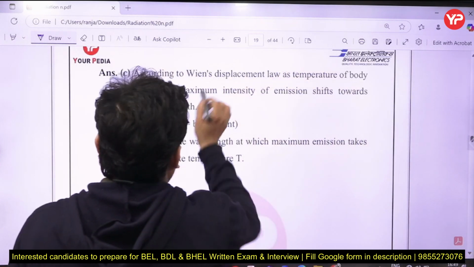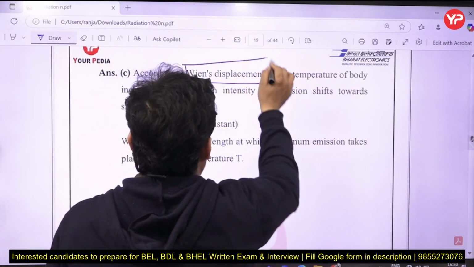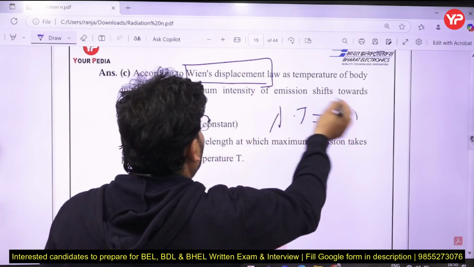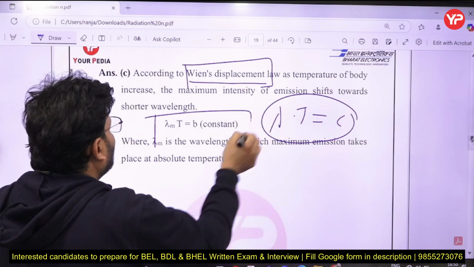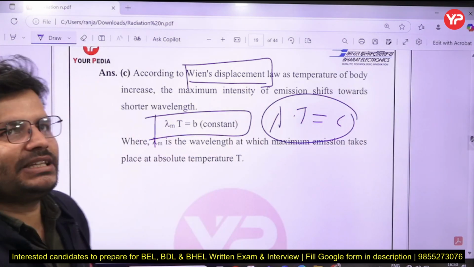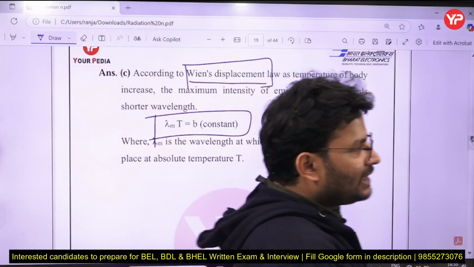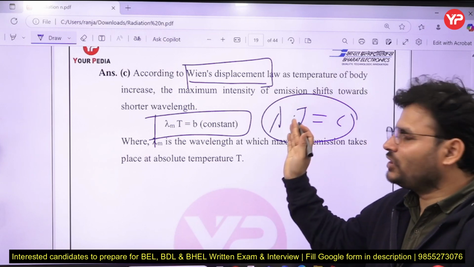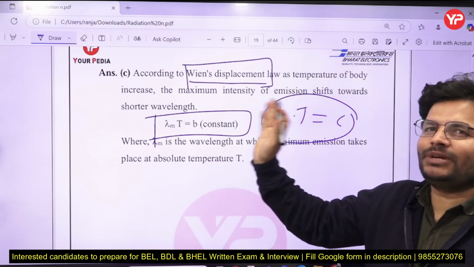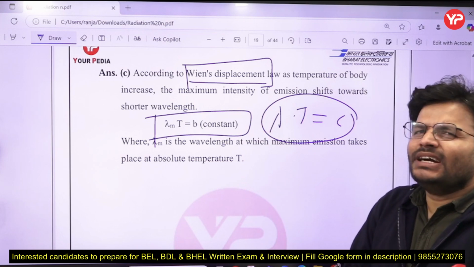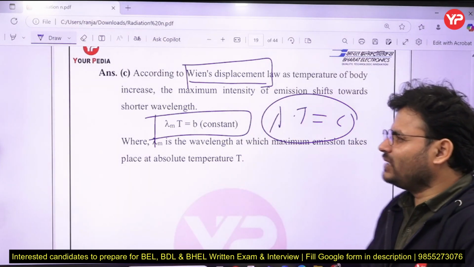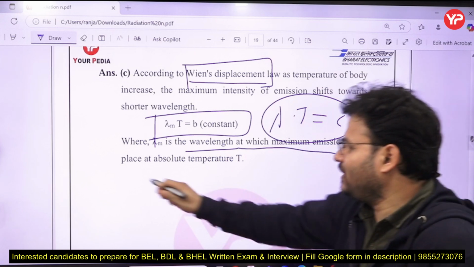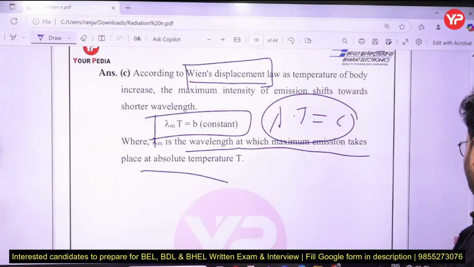Here keep in mind the Wien's displacement law. From Wien's displacement law, lambda m into T is equal to what, my dear friends? Constant. Lambda m into T equals constant. That question is also asked in GATE various times and in different PSUs. Simply they will ask what is Wien's displacement law. Sometimes lambda 1 and T1 and lambda 2 are given, and they will ask what will be the T2 temperature. Such type of question is asked. Lambda m means the wavelength at which maximum emission takes place at a given absolute temperature.